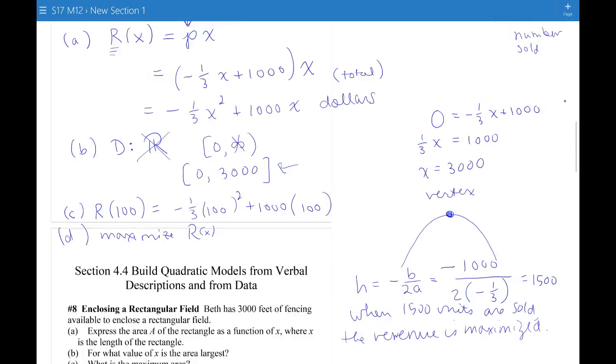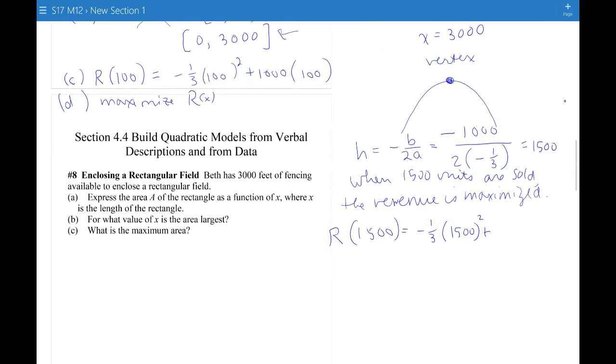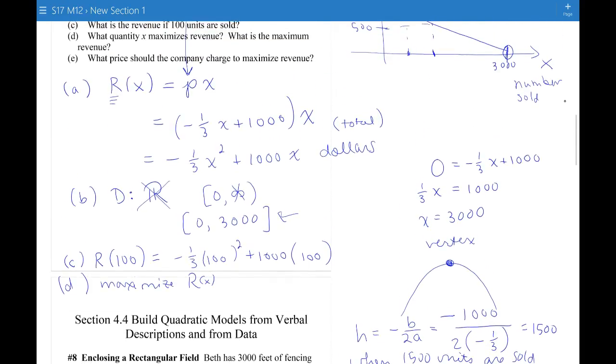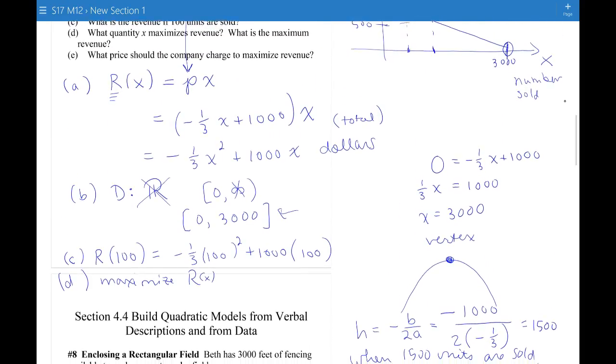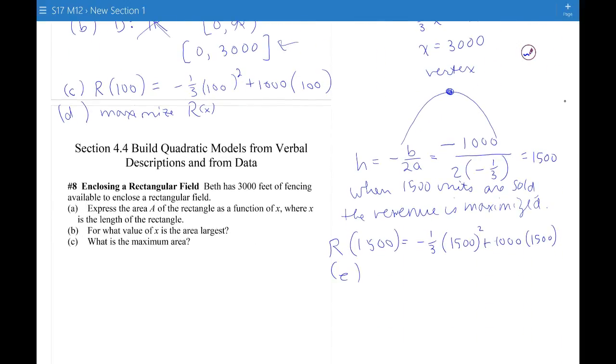So then it says, what is the maximum revenue? So the maximum revenue is going to be R of 1,500, right? So it's going to be negative 1/3 times 1,500 squared plus 1,000 times 1,500. And we'll calculate that out together and find out what is that maximum revenue. And then the E part says, what price should the company charge to maximize revenue? And let's do that part together in class.